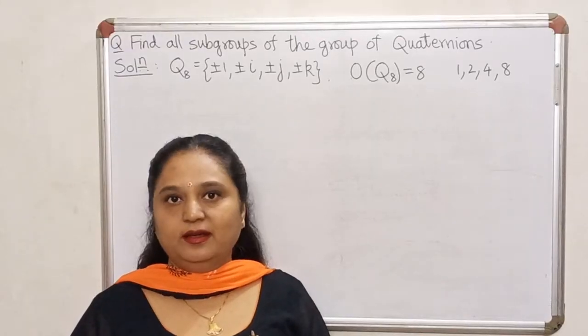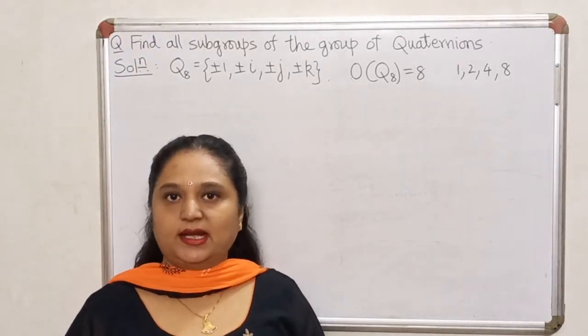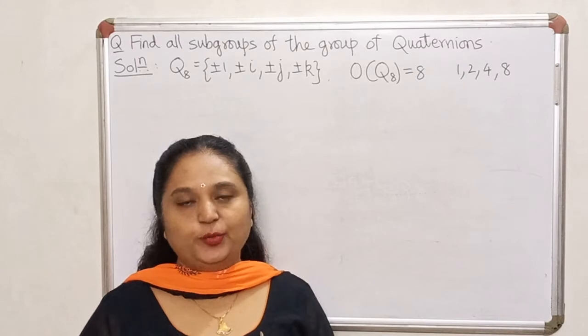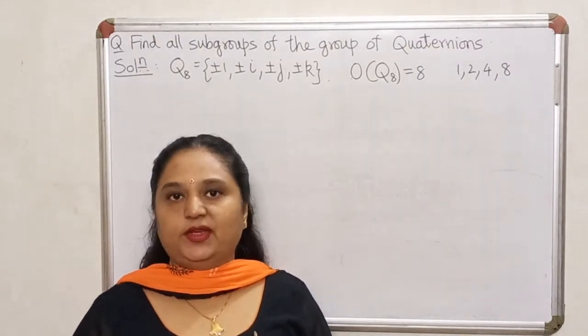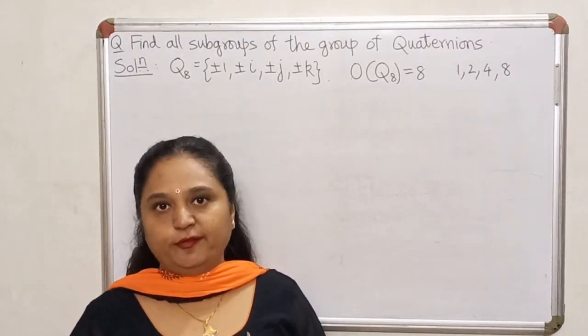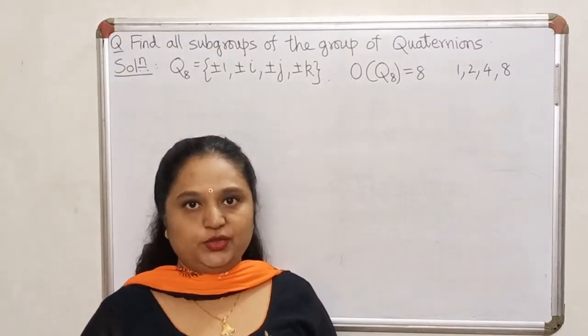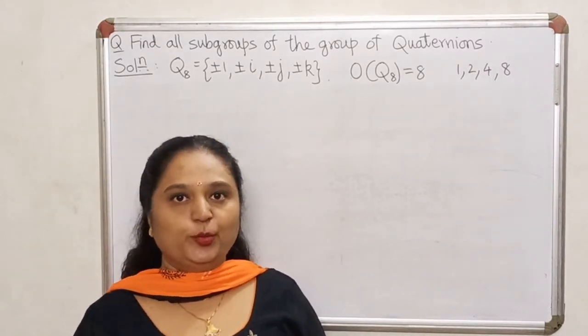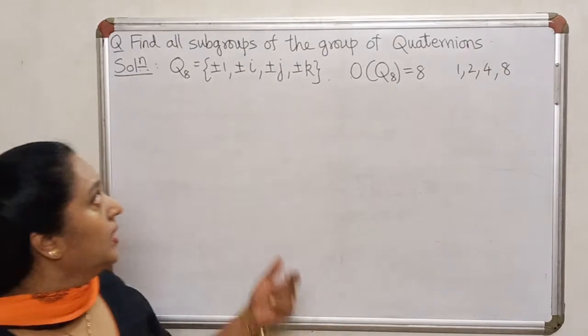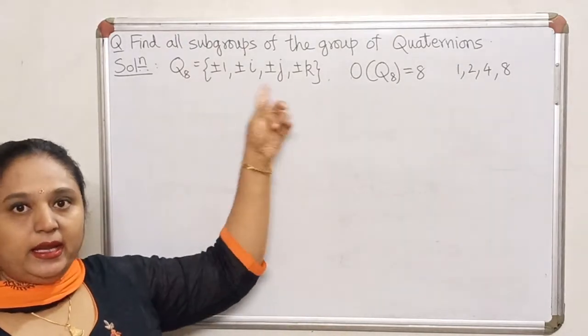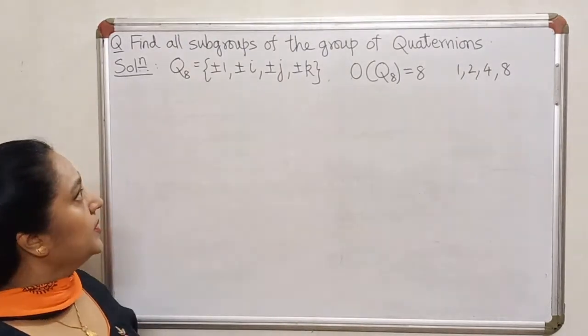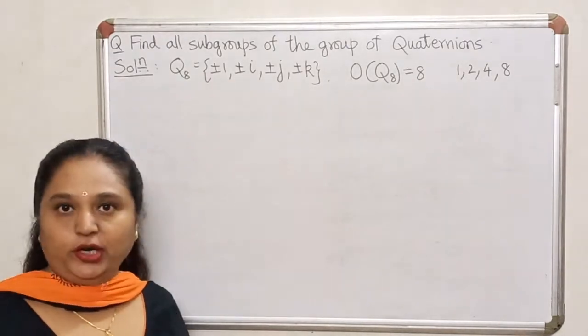Hello everyone. We'll look at yet another example of subgroups of a finite group. So in today's class, we are specifically going to look at the group of quaternions, and we are going to try and find all subgroups of the group of quaternions. Here, I've listed the 8 elements of the group. So this happens to be a group of order 8.